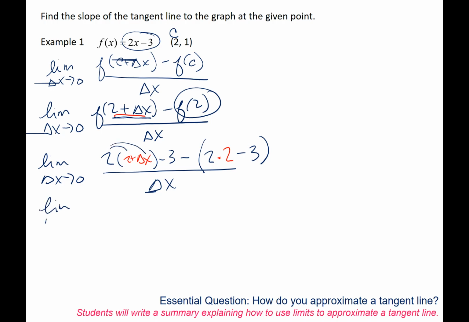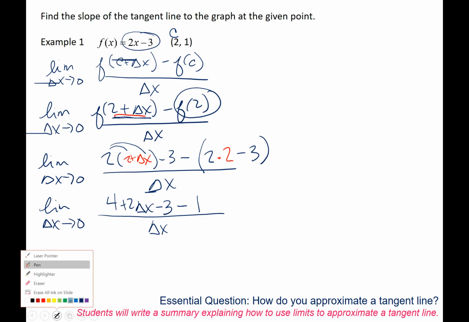Distribute. So we've got the limit as delta x approaches 0. What is 2 times 2? 4 plus 2 delta x minus 3 minus. All right, we can do all those numbers in our head, can't we? What's 2 times 2? 4 minus 3 is 1 over delta x. What's negative 3 and negative 1? Doesn't that all go away? We're in calculus. We can do all that in our head, can't we?